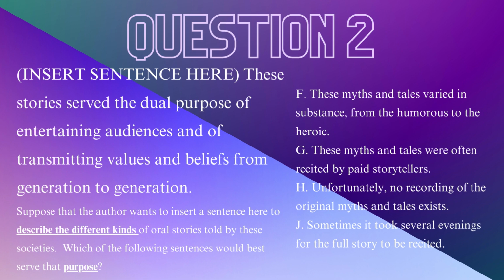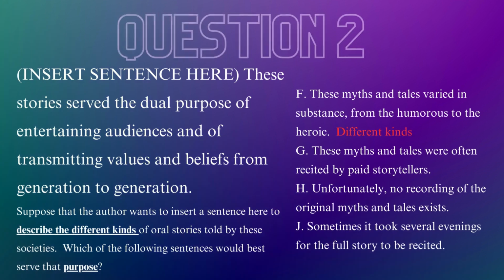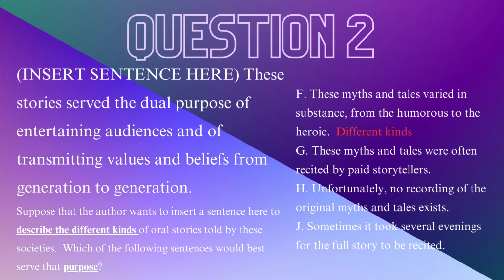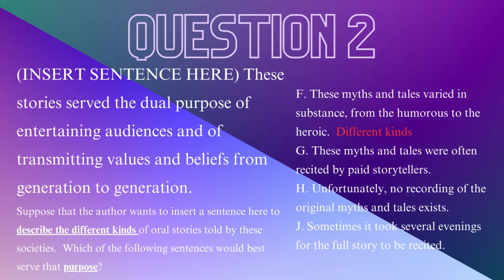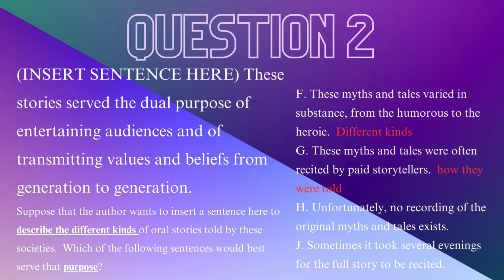Here's the strategy I use to help me answer these types of questions accurately and quickly. As I read each choice, I write a word or two summarizing what the sentence does. For example, F says, these myths and tales varied in substance from the humorous to the heroic. I would summarize this sentence as different kinds since it tells about the varying kinds of stories. G says, these myths and tales were often recited by paid storytellers. I jotted down that this sentence says how the stories were told.